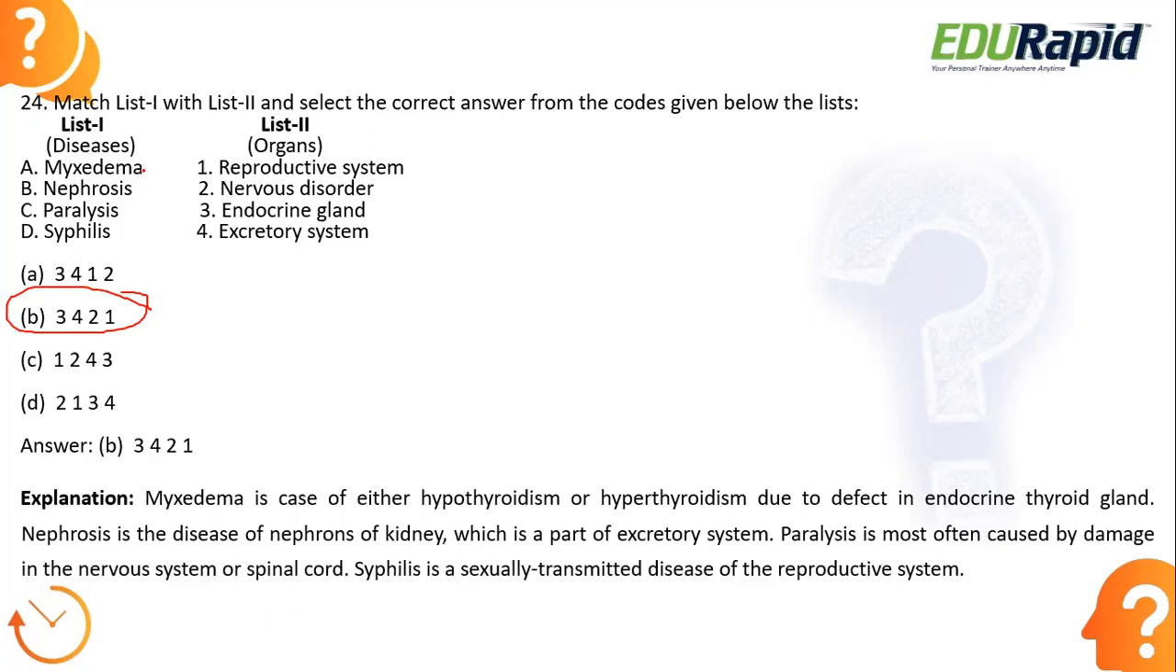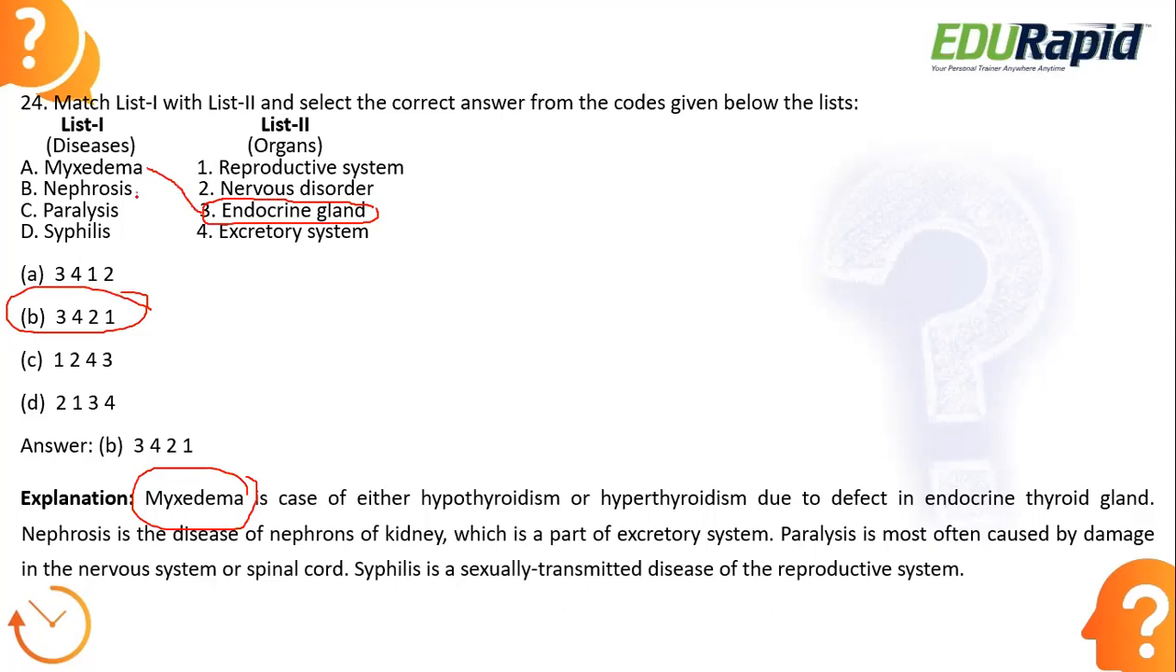Myxedema. Myxedema is a case where there will usually be hyperthyroidism or hypothyroidism. That is, the thyroid gland in our body will usually start secreting a very small quantity of thyroid hormone, or it can also secrete more than the required amount. This condition we call hypothyroidism or hyperthyroidism respectively. It is related to the endocrine gland, because the thyroid gland belongs to the endocrine glands. So myxedema is associated with the endocrine gland.